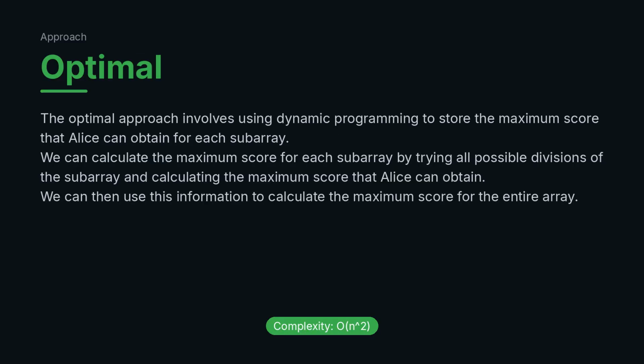The optimal approach involves using dynamic programming to store the maximum score that Alice can obtain for each subarray. We can calculate the maximum score for each subarray by trying all possible divisions of the subarray and calculating the maximum score that Alice can obtain. We can then use this information to calculate the maximum score for the entire array. The complexity here is n squared.